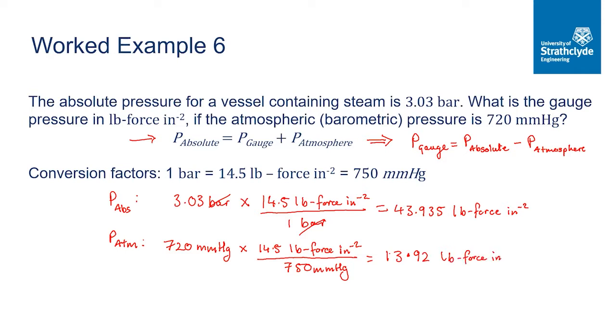Finally, our gauge pressure is then simply these two values minus one another, so 43.935 minus 13.92. I'll save the units until the very end, and that gives us a gauge pressure of 30.015 pound force per inch squared.